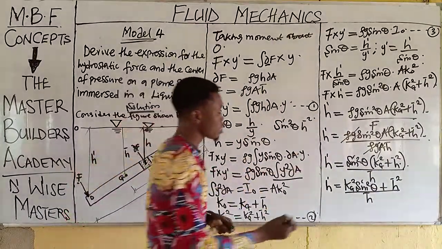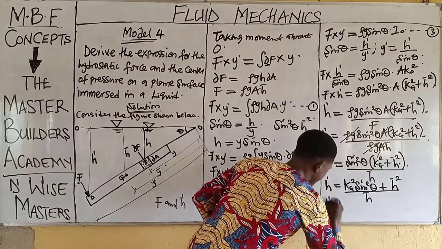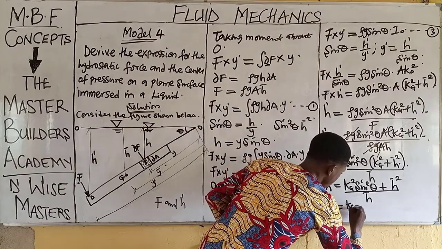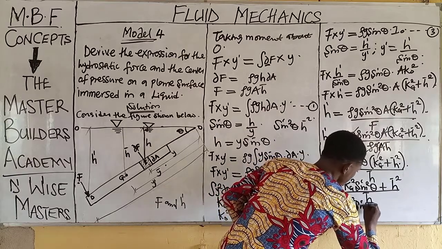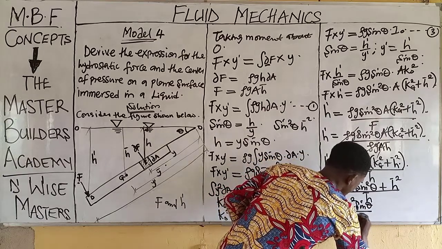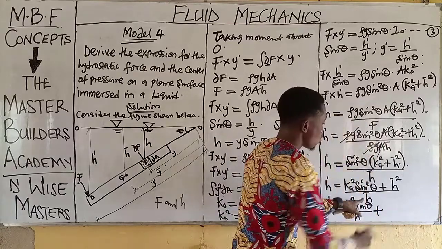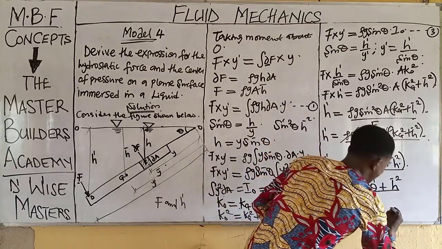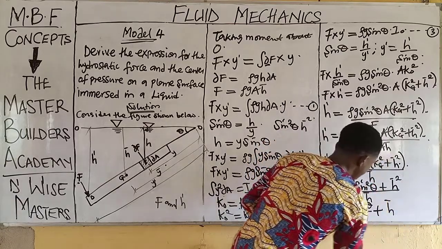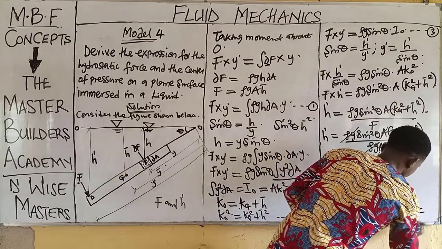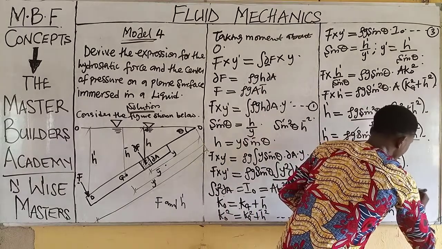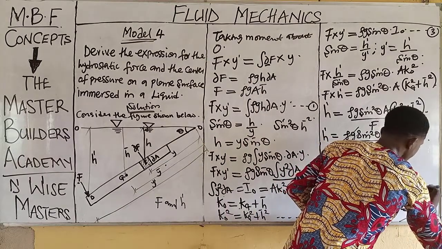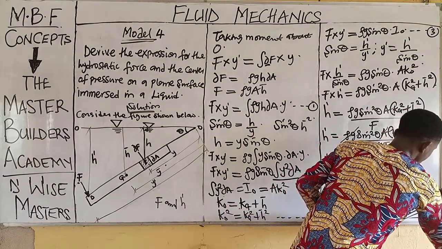Then finally, all we simply need to do is to divide. We have this equal to kg squared sine theta all over h bar plus, when we divide this by h, we have h bar. This is the equation that we are asked to look for, where kg squared, kg is equal to Ig over A.